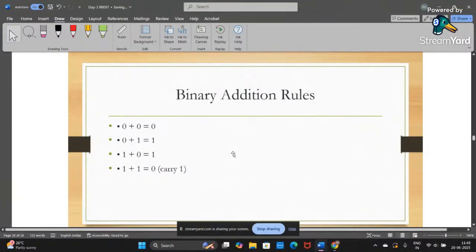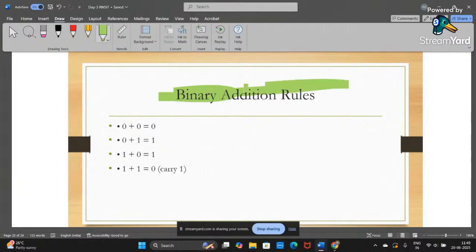First, we'll see the binary addition rule. This rule is similar to the decimal addition. But here we'll do only with the 2 digits, that is 0 and 1. This is similar to the decimal addition. Okay. See here.